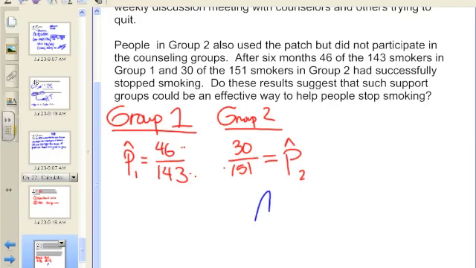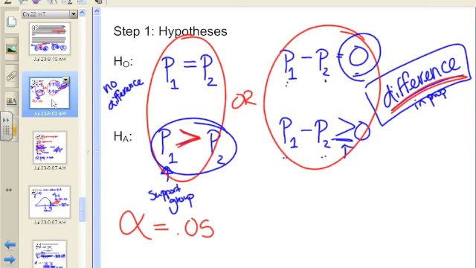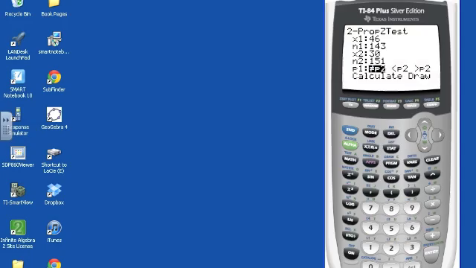So just to remind you, when we did that, it's a little bit ago, it was right here. We had P1 is greater than P2. So when I put that in my calculator, I want to make sure I select P1 greater than P2. And if I push calculate, here we go.